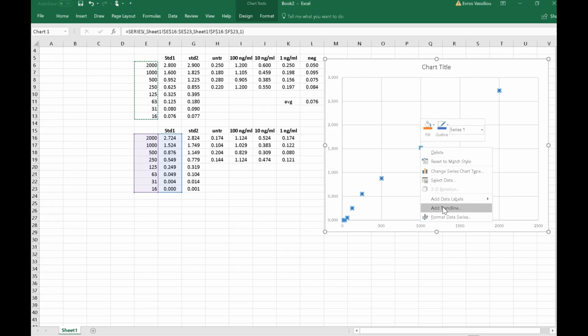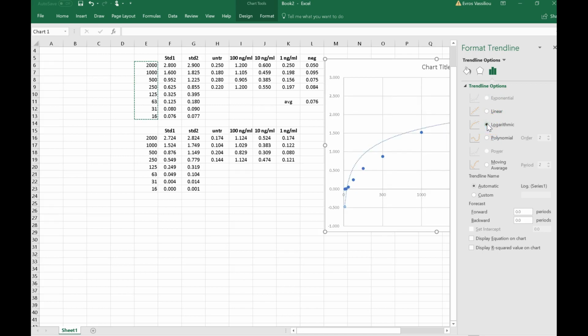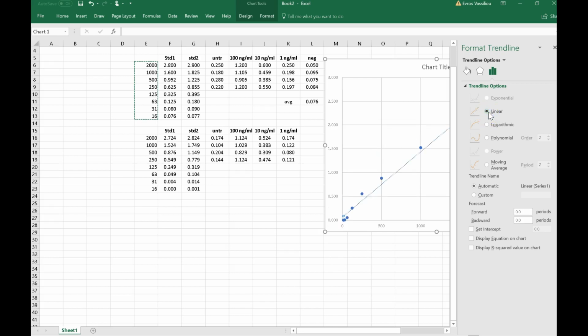When you add trend line, the computer is asking you, what kind of trend line? In this particular case, it went straight to linear, and that's what we want. In some cases, you would find that a logarithmic scale is a better fit. In this particular case, it's not, because we know from experience that our system, the ranges of concentrations we deal with, give you a nice line.